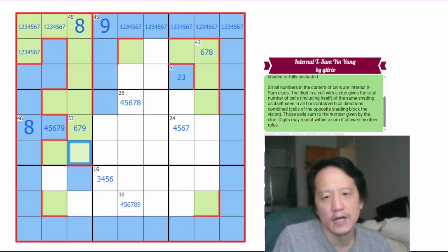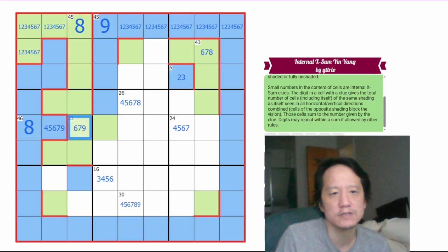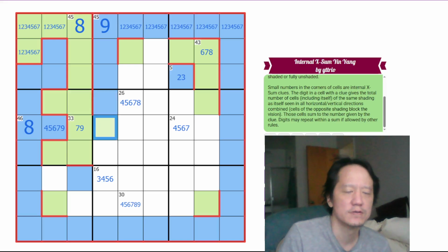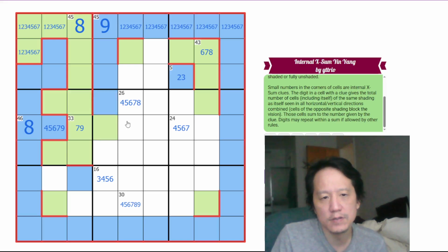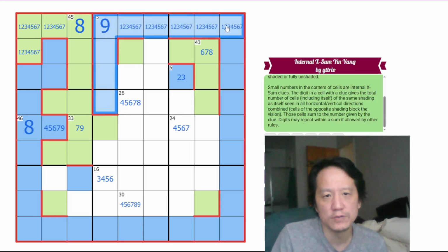So this is 9, therefore this must be green here. So this cannot be 6. It has to be at least 7 then. Because this must be blocked off here to see only 9 digits.